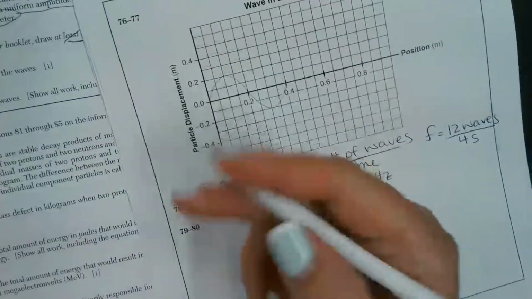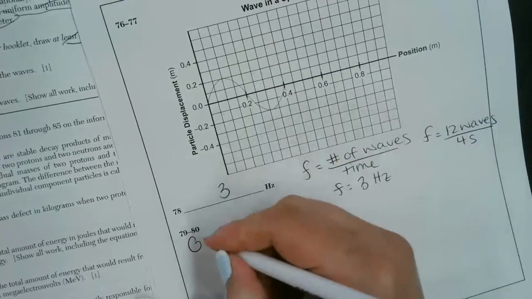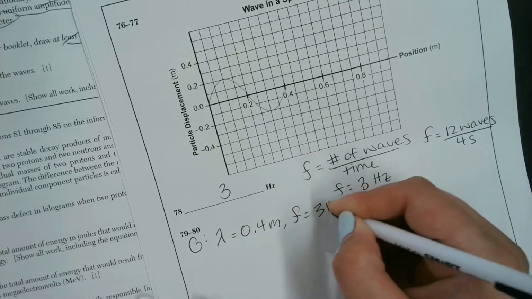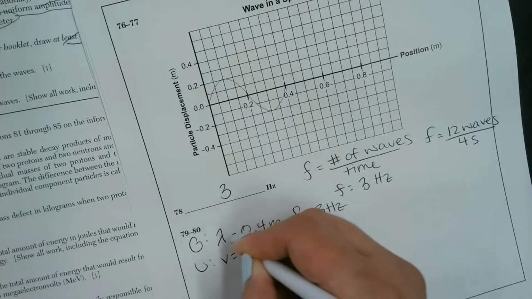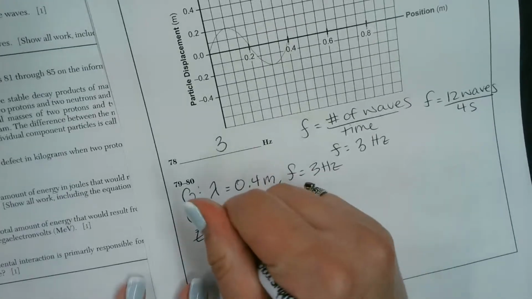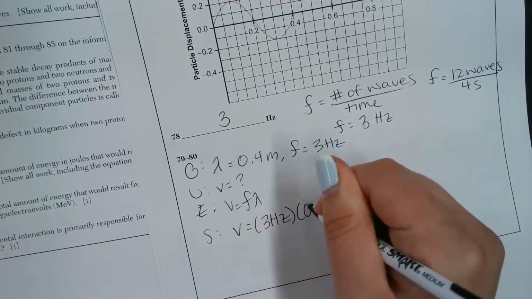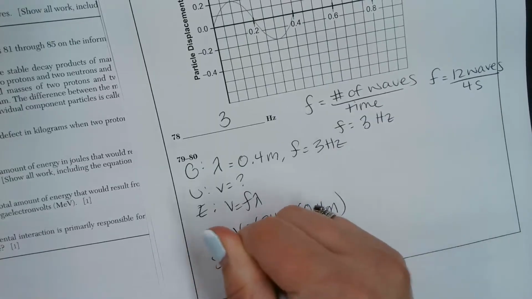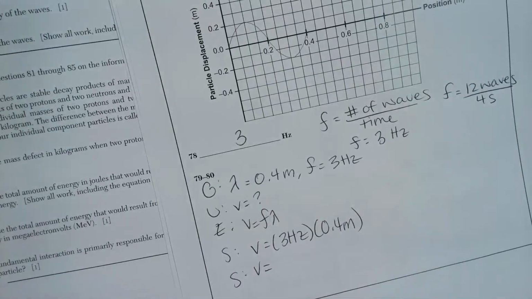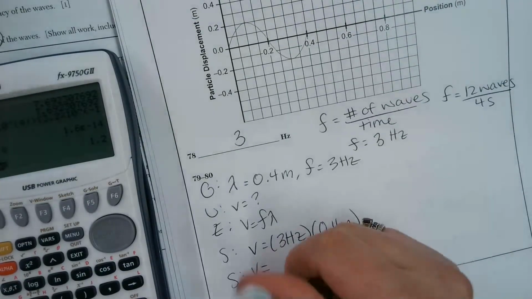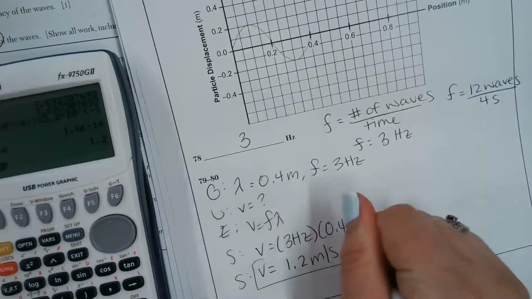Okay. And then it says calculate the speed of the wave. So we have its wavelength is 0.4 meter. We have its frequency is 3 hertz. And the unknown is its wave speed. So the equation that has all of these things is V equals F times lambda. So V is equal to 3 hertz times 0.4 meters. And if you plug that into your calculator, 3 times 0.4 is 1.2 meters per second.